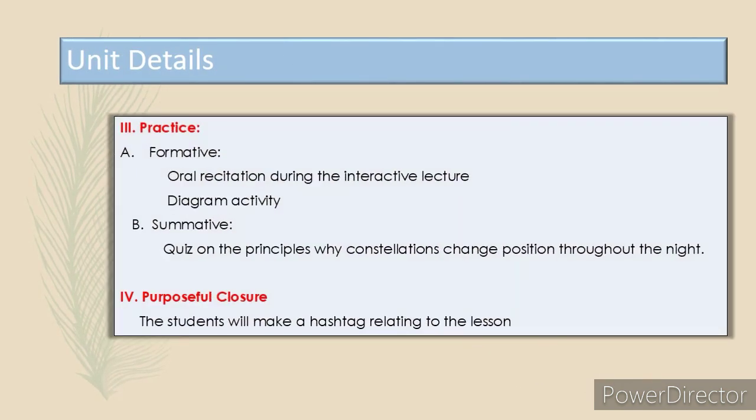Practice would be oral recitation during the interactive lecture and the diagram activity. Then they are going to have a quiz on the principles of why constellations change position throughout the night. And then the purposeful closure for week 3 would be that the students will make a hashtag relating to the lesson.